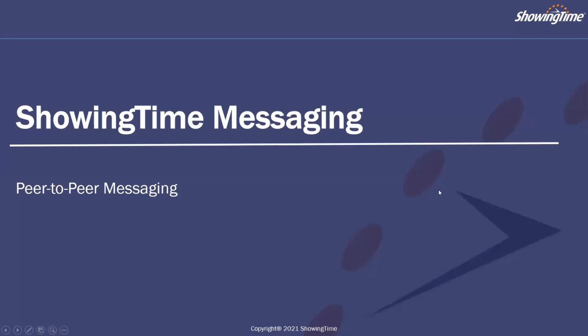All right, that was our ShowingTime app. And next, we're going to take a look at ShowingTime messaging. So this is what somebody had brought up. How do I alert the listing agent that I'm going to be running late? Here's what you'll do. Here's what you'll use. This is the best way to alert them.